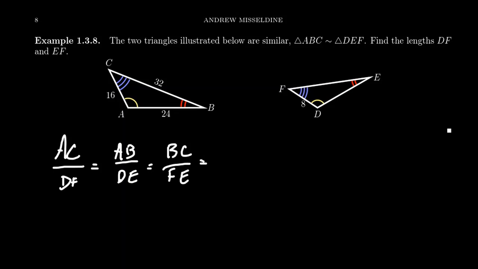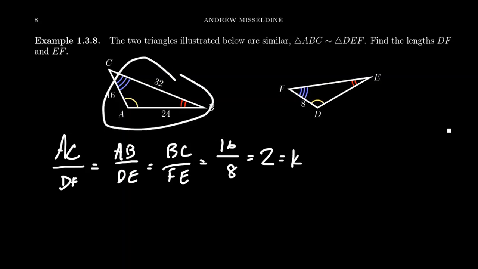And so let's fill in the information we know. So AC is 16, DF is 8, which if you simplify just that fraction right there, you get a 2. And so that's that constant K. This triangle, ABC, is twice as big as DEF. And so all the other sides are going to satisfy that same proportion.